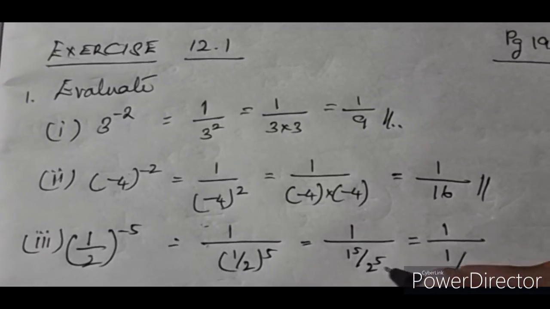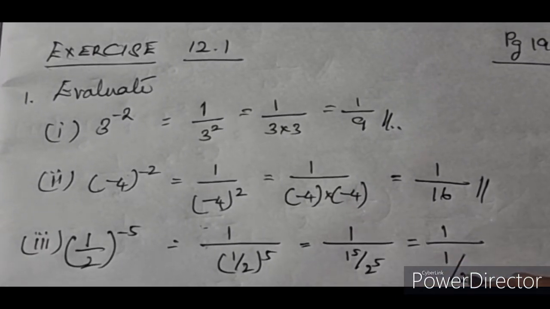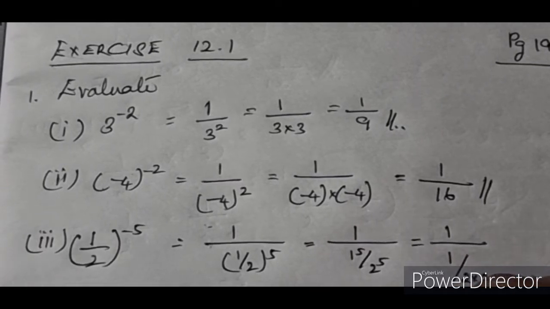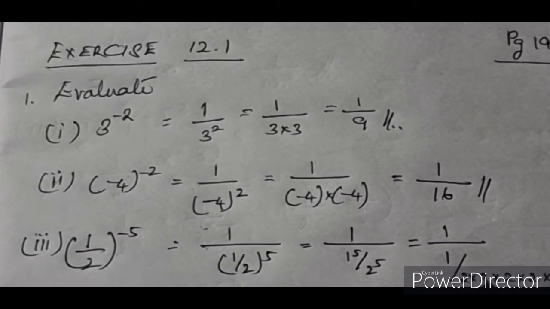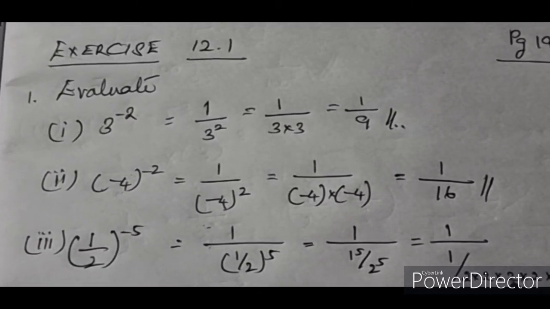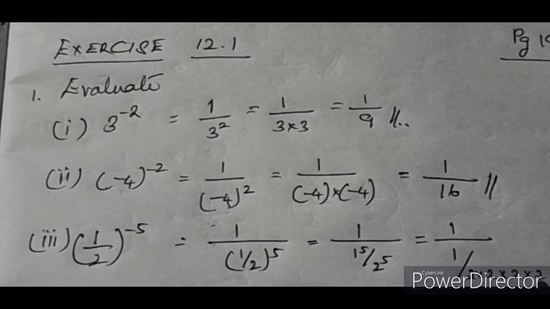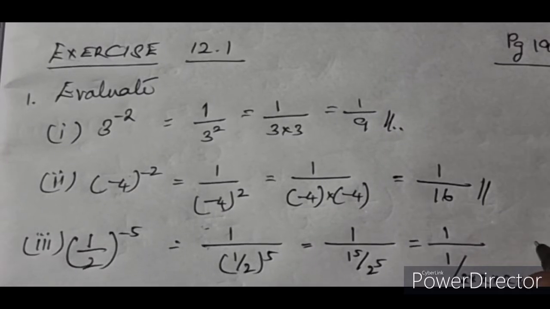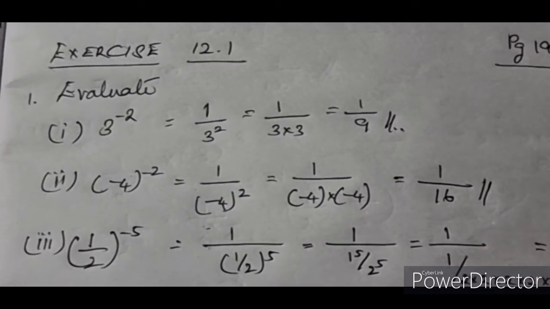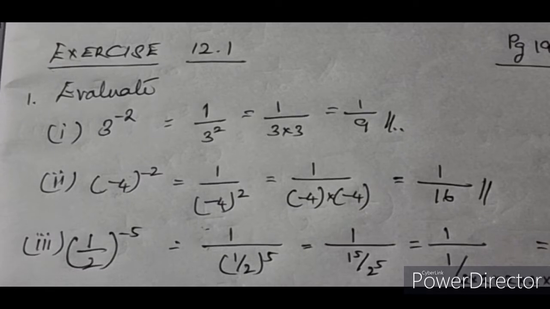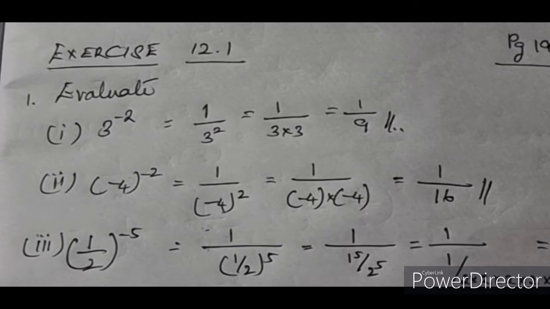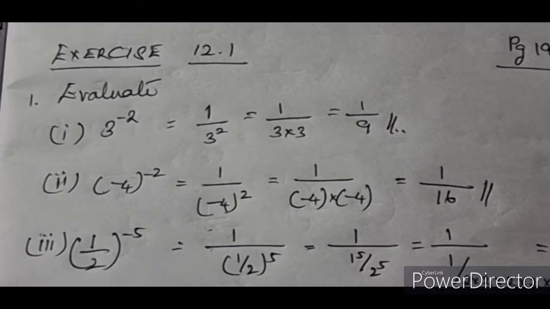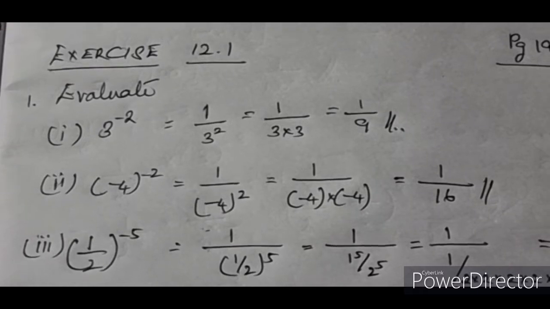Whereas 2, if you multiply 2 five times, 2 into 2 into 2 into 2 into 2: 2 into 2 is 4, 4 into 2 is 8, 8 into 2 is 16, 16 into 2 is 32. So the answer is 1 divided by 1 by 32. So when I do a cross multiplication, I will get 32 as the answer.